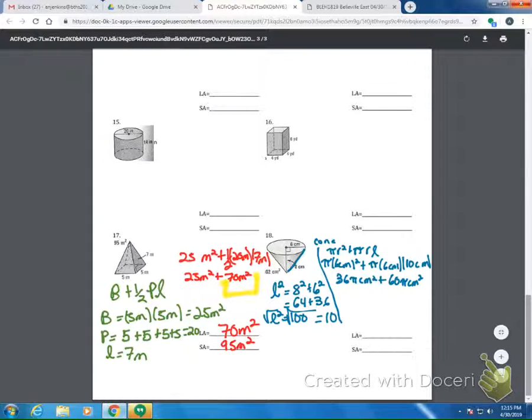So we want to add those together. What is 60 plus 36? Anybody in this first group can answer it. 36 plus 60. That's 96. 96 pi centimeters squared. So what is 36 times pi? 113.09. So 113, that works for me, centimeters squared.